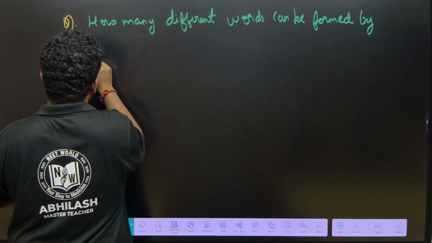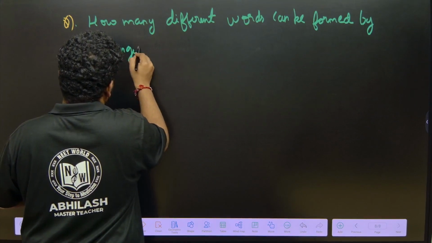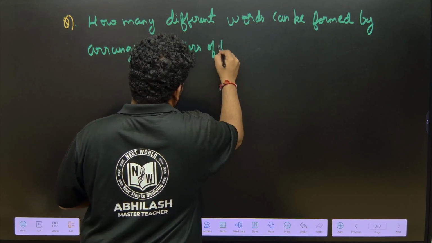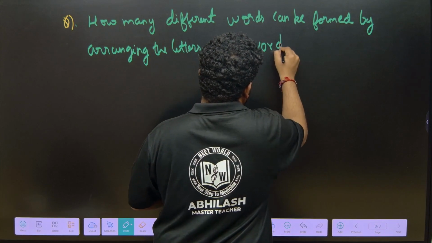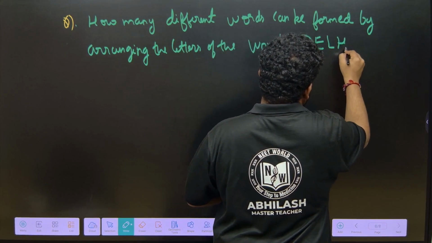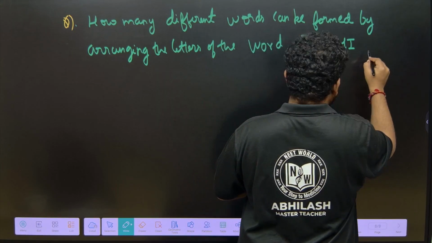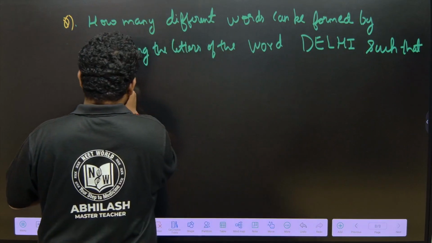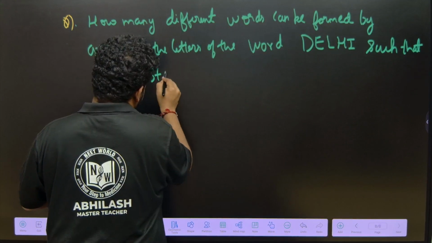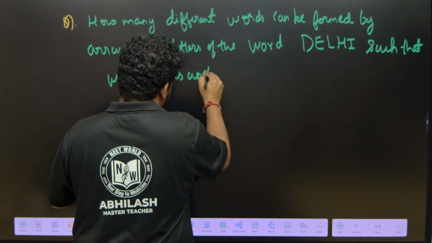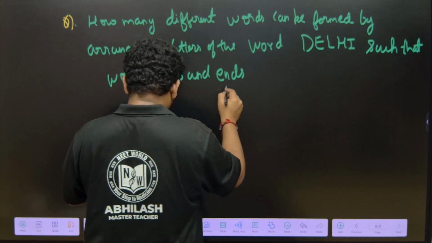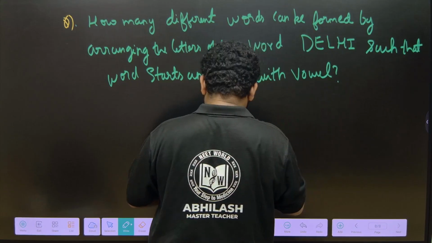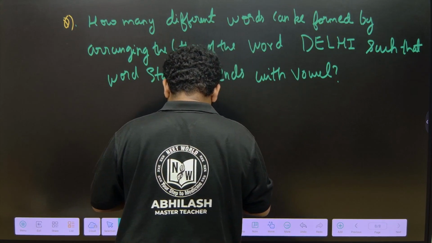By arranging the letters of the word Delhi, such that, this is very important, such that the word starts and ends with vowel. Okay, word starts and ends with vowel.